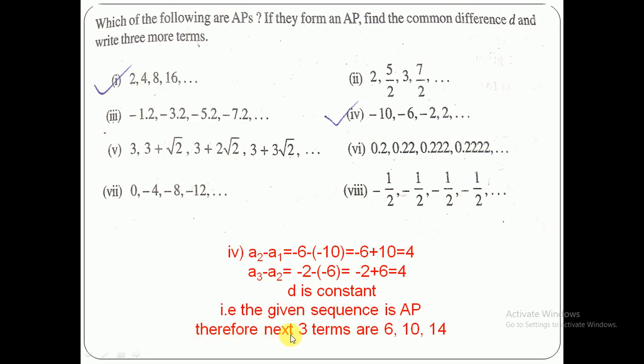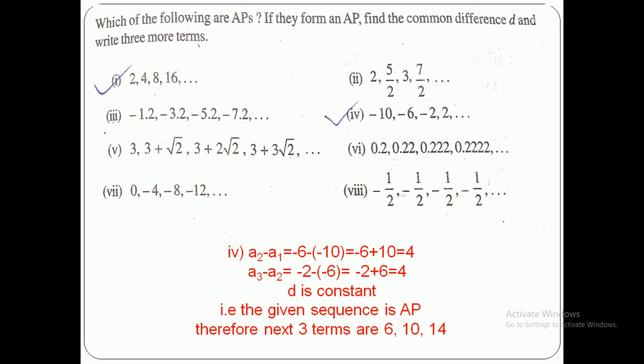So then you can write the 3 more terms. You can observe in the fourth problem, the fourth term is 2. So the common difference you have got is 4. 2 plus 4 is 6. You can easily write the fifth term. Then for that 6, if we add 4, you will get 10. Then for 10 plus 4, 14. So the next 3 terms of the AP are 6, 10, 14. So can you work out the remaining problems?